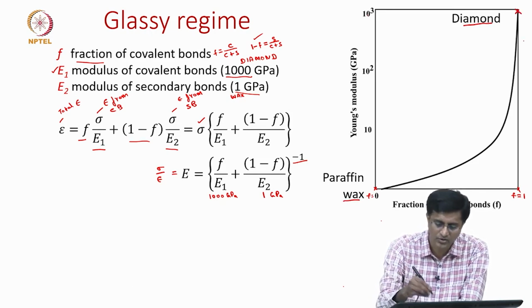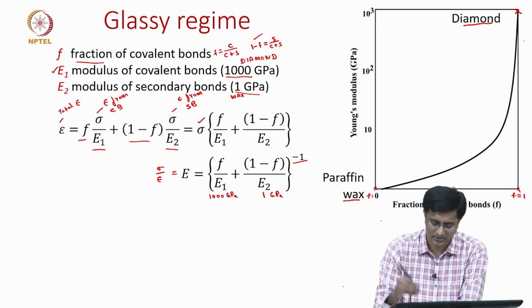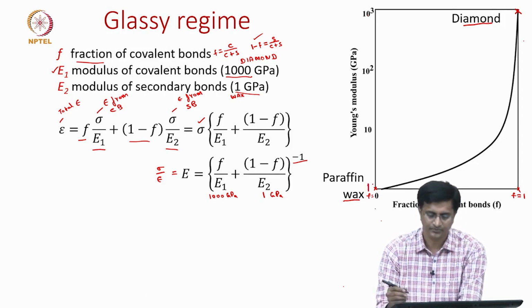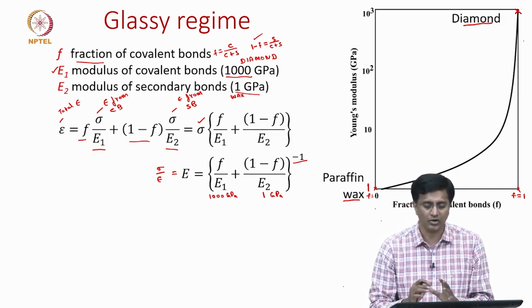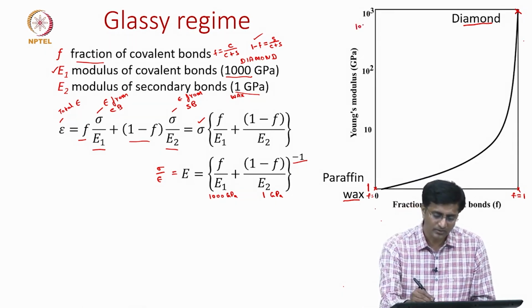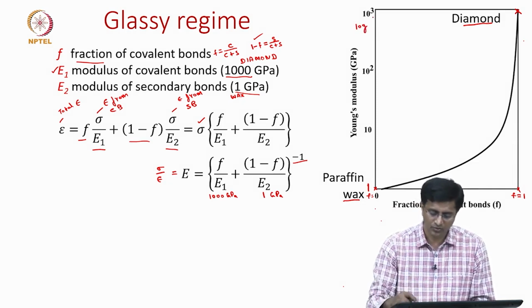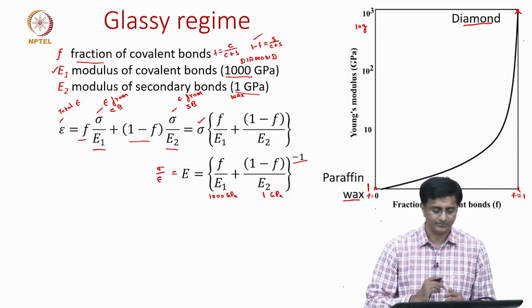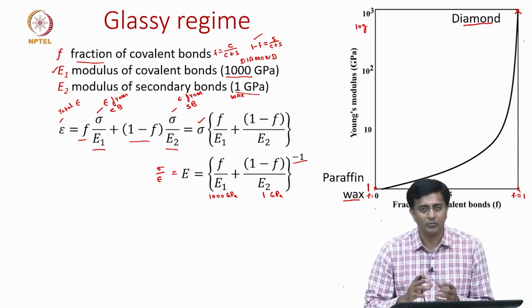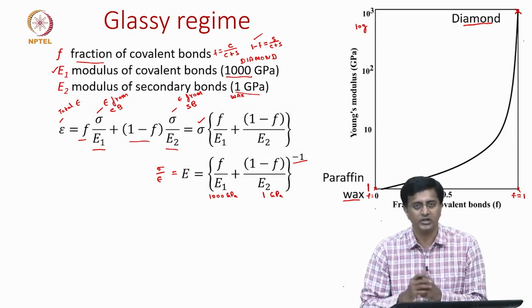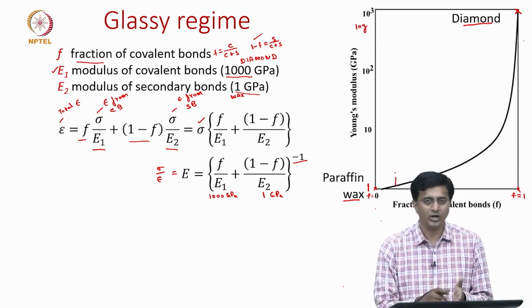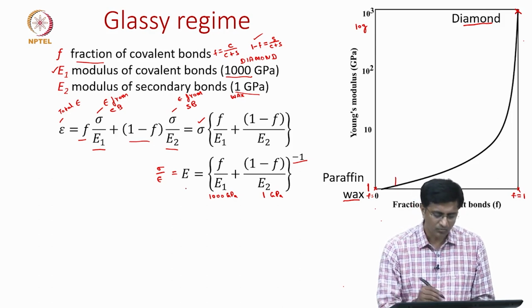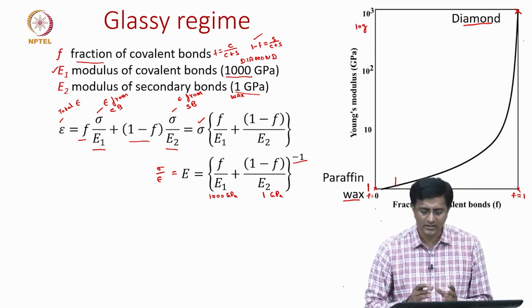For F equal to 0 we have this paraffin wax, and for F equal to 1 we have this diamond, where the modulus, as we showed, is 1000 gigapascals, and for paraffin wax it is around 1. Again I need to remind you that the y axis here is logarithmic. So, it is a log scale, meaning from 1000 to 1 we are going one order at a time. Now, let us take a few polymer examples and see where they fit in this curve. The curve we see here is simply a plot of the formula we see here.